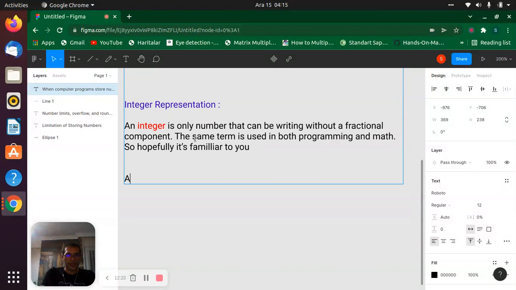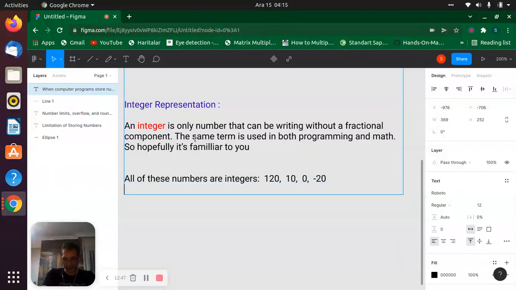Now I will say all of these numbers are integers. And come here and say 120 and 10, 0, minus 20, something like that.